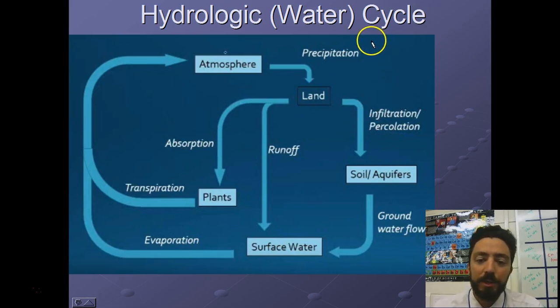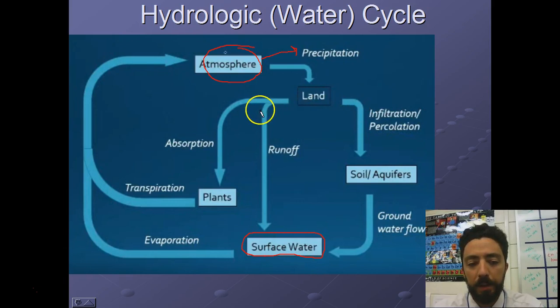First one is the hydrologic cycle. This is probably something you're familiar with from previous years. Biggest storage spots for the hydrologic cycle would be the atmosphere as gas, or in surface water such as ocean or lakes or rivers. It moves through the atmosphere in a couple different ways. Precipitation is going to be how it exits, and once it precipitates, it has a couple different options.